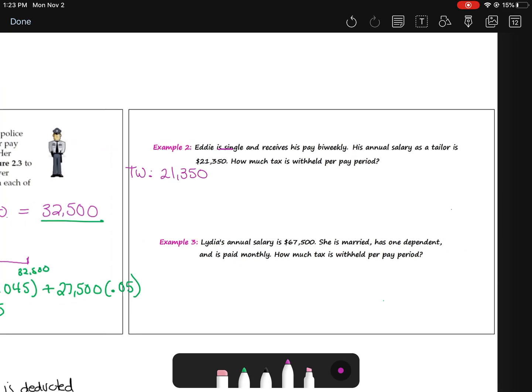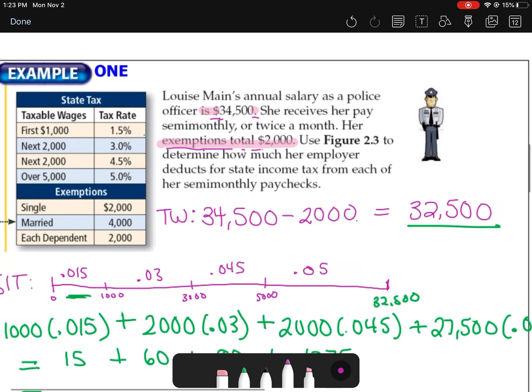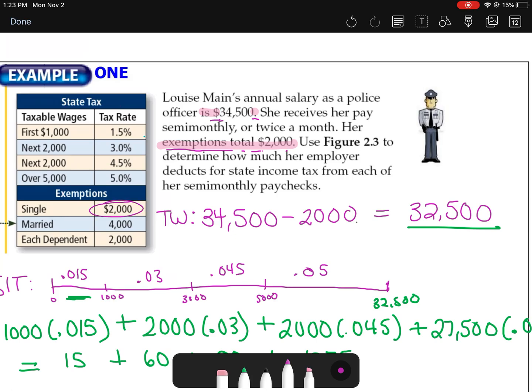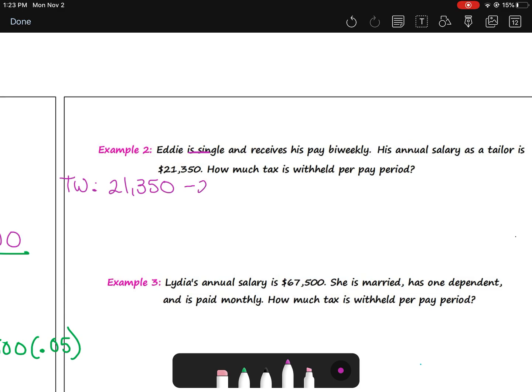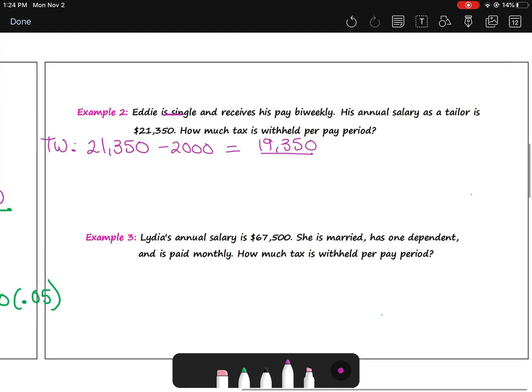Again, I'm going to get this from my chart. Here are my exemptions. If you're single, $2,000. So I'm subtracting 2,000, and I get $19,350. This right here is my taxable wage, and that's what you use. Now I need to figure out how much my state income tax is. Again, I'm looking at those brackets.